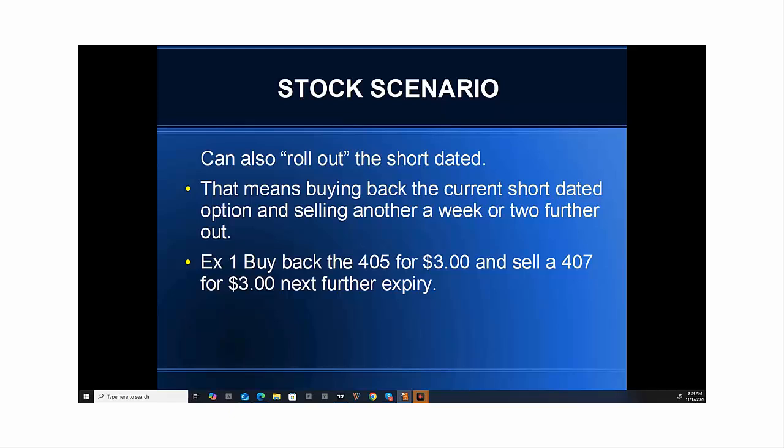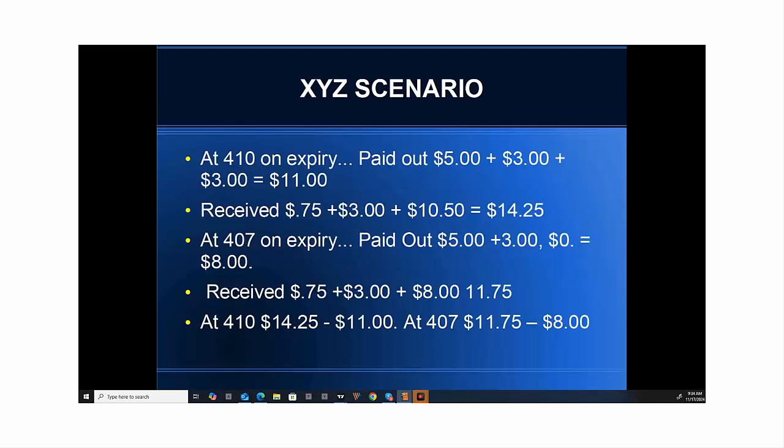Now I'm going to sell a 407 call, which has a little further to expiry, maybe another week out, and it's a 407 versus a 405, and I'm going to sell that for $3. So these two are basically a wash because I have to buy this one back that I originally sold for $1 at 3, but then I sell this 407 at 3. And we'll see in a minute why we do that.